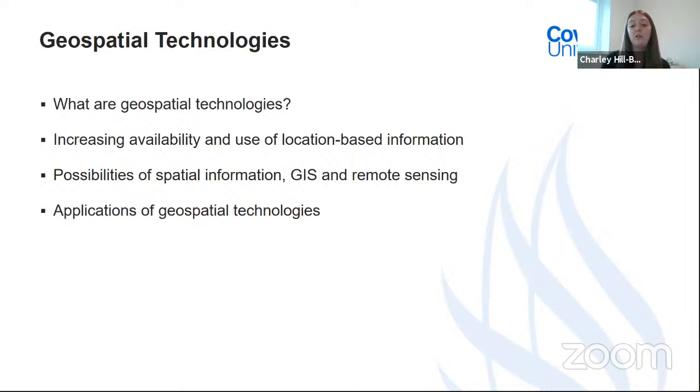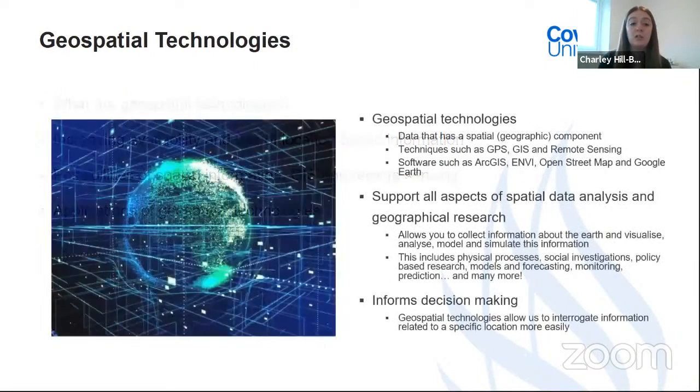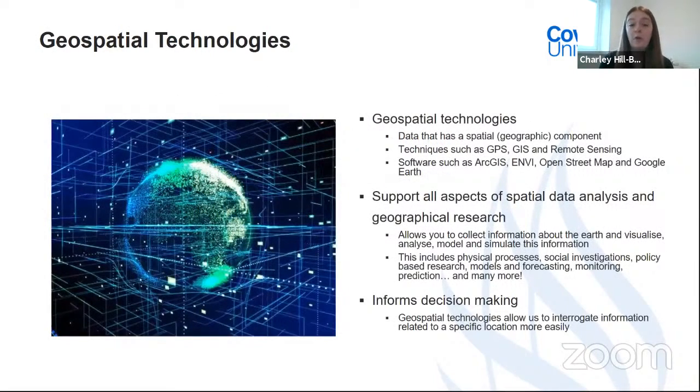So to start off with then, as I said, some of you might have come across geospatial technologies before. Some of you might not have necessarily come across the term or even explored GIS or remote sensing. So what we mean in terms of geospatial technologies, it's quite a wide umbrella term, I would say. It's data in itself that has a spatial aspect to that. So it's relative to a location, a place on our Earth's surface.